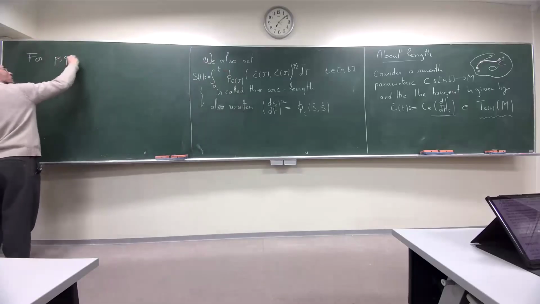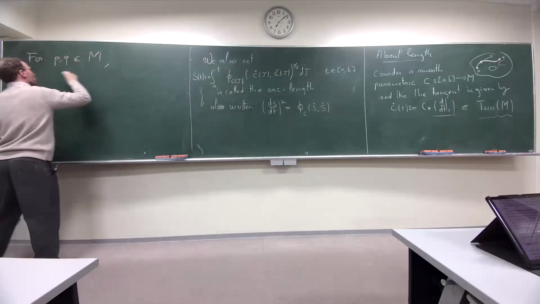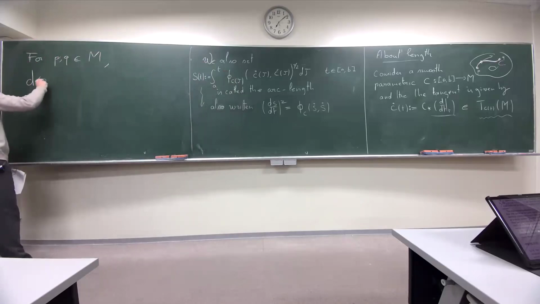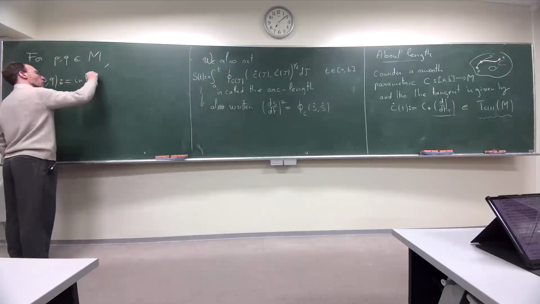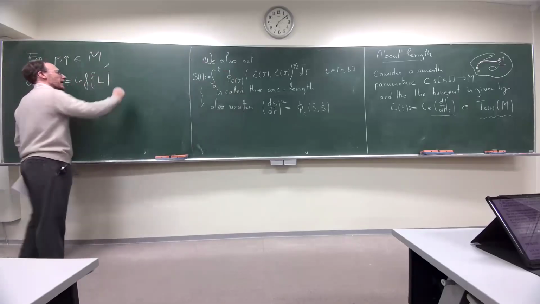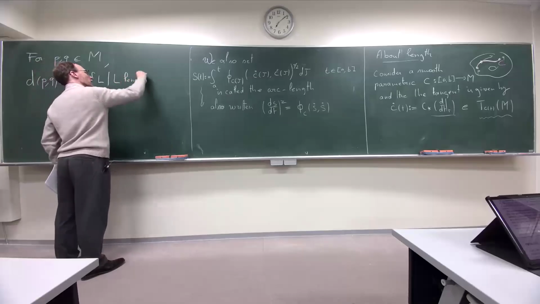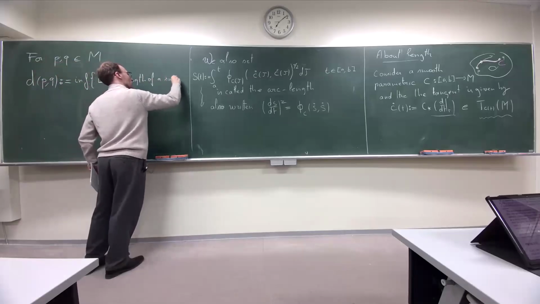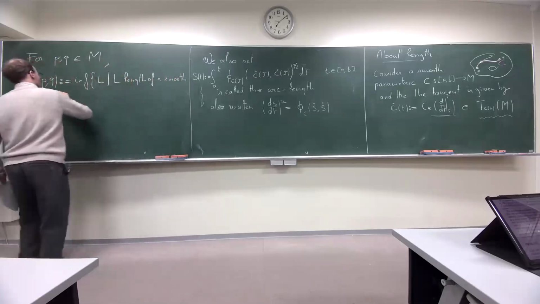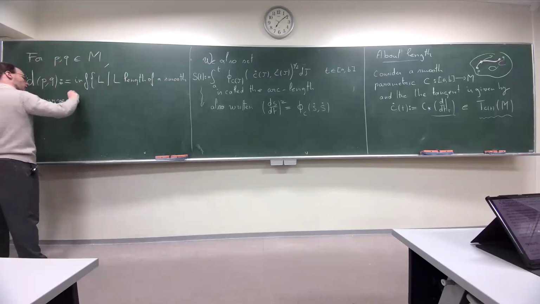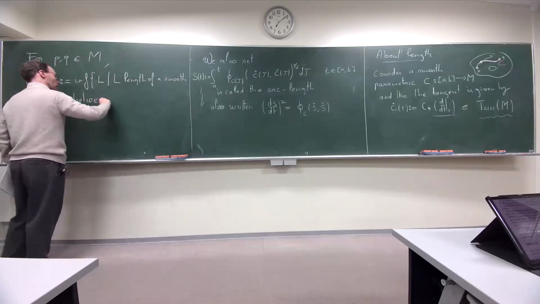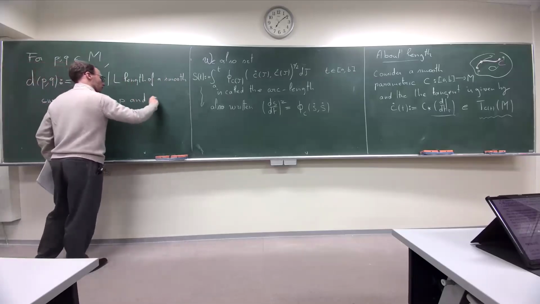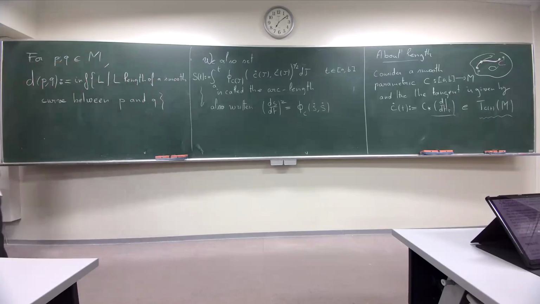For P and Q belonging to M, I'm going to define the distance between P and Q as the infimum over all L. And what is L? L is the length of a smooth curve between P and Q. So you take all of them, you compute the length, and you take the minimal length.